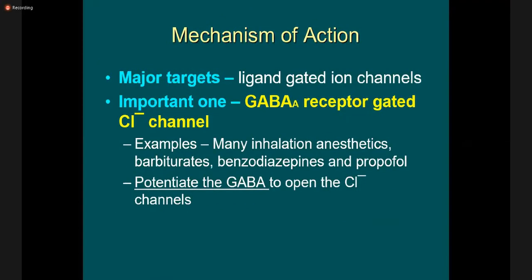Generally, the mechanism of all these general anesthetic drugs is that they act on the GABA receptor, specifically the GABA A type of receptor, and they open the chloride channel. Through this they cause hyperpolarization, and then all the effects like pain loss, sedation, and loss of consciousness. So the main mechanism of all these general anesthetics is to stimulate the GABA receptor.